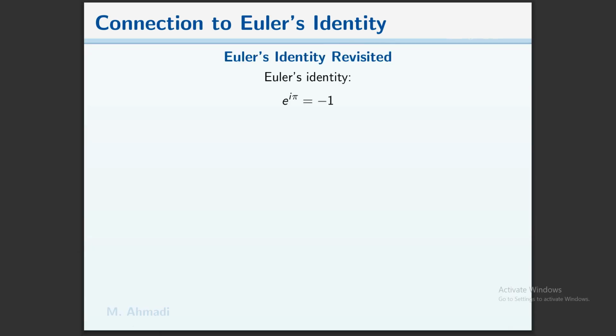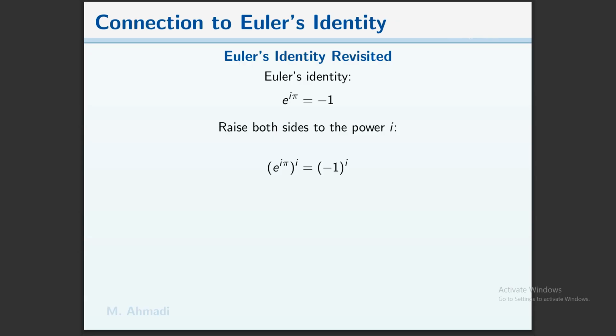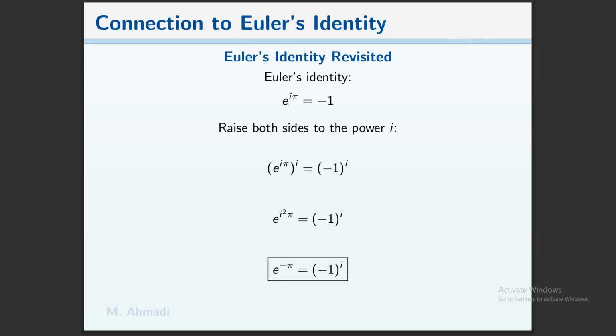Here we can see the connection to Euler's identity. Euler's identity revisited. We know that e^(iπ) equals -1. Raise both sides to the power i. (e^(iπ))^i equals (-1)^i. So we can see that (-1)^i equals e^(i²π), and i² equals -1. So (-1)^i equals e^(-π). This is a beautiful consequence of Euler's identity.